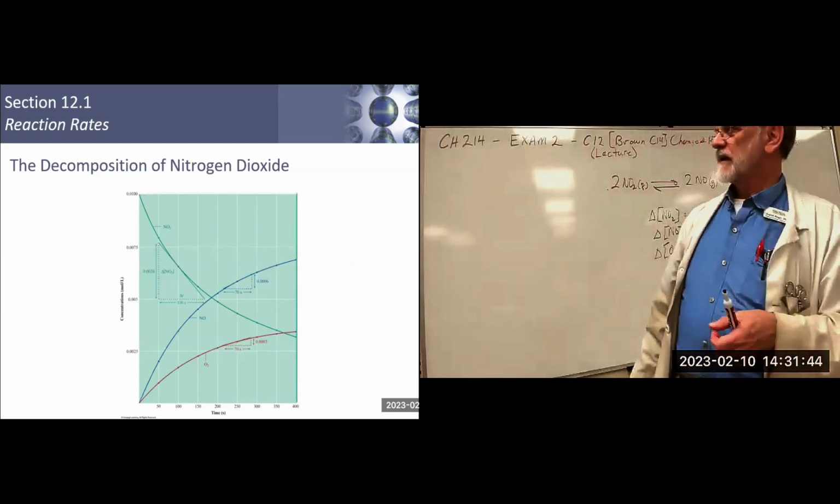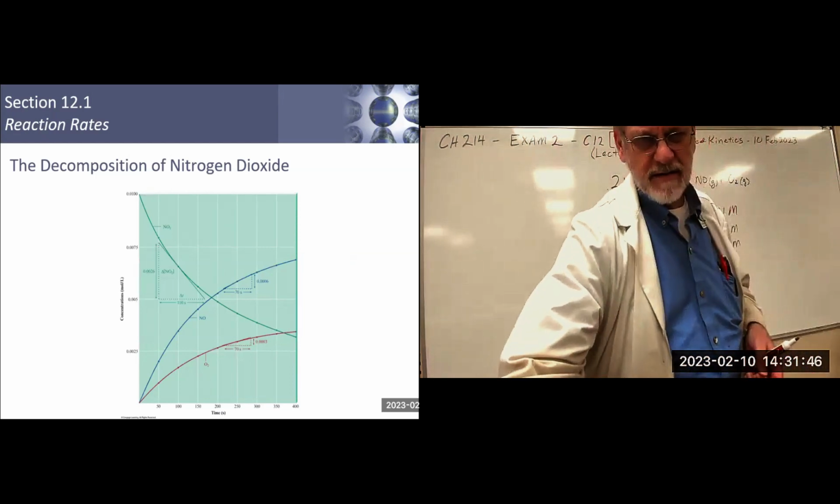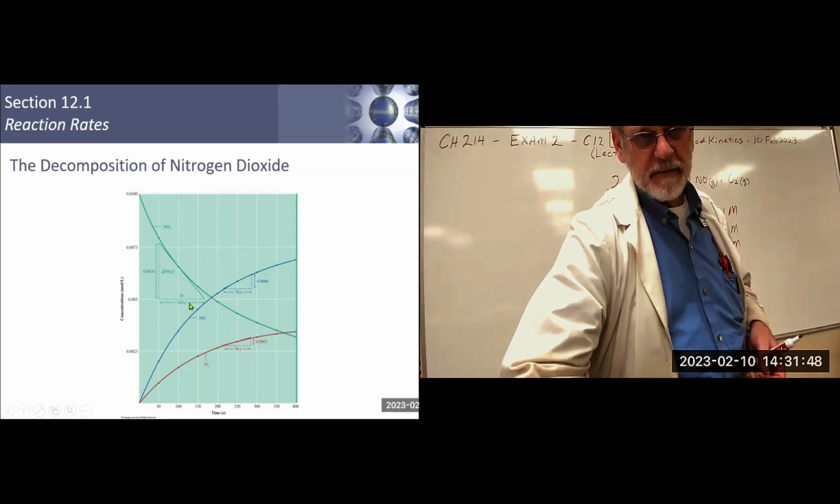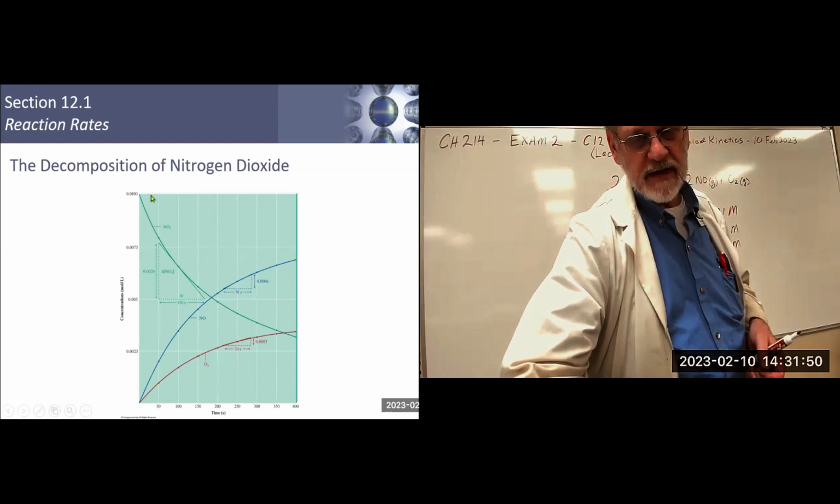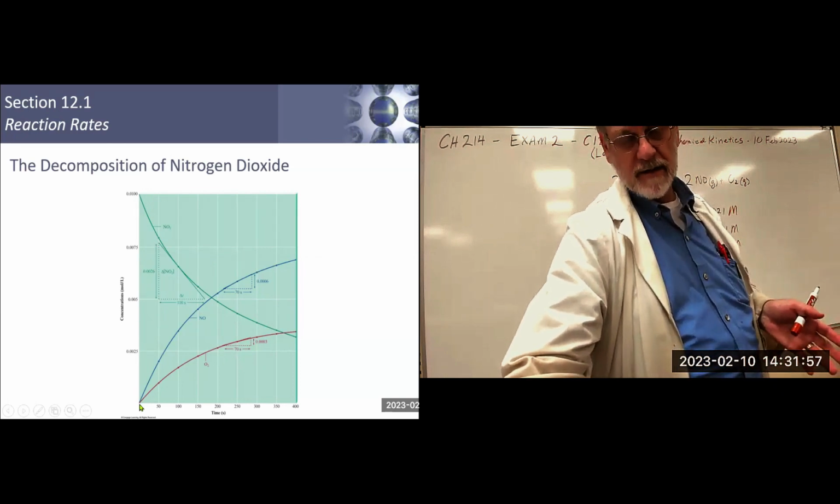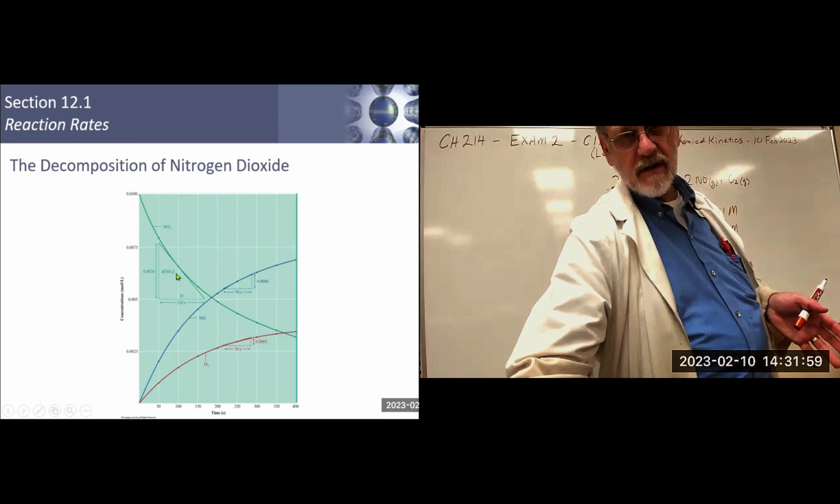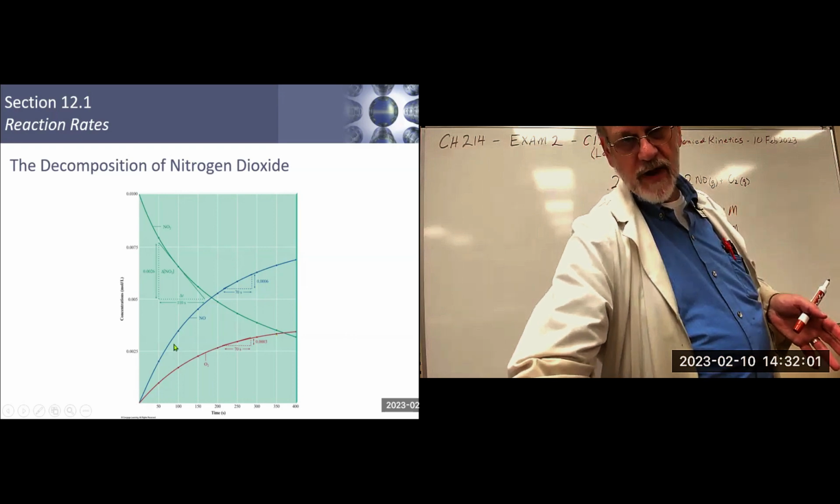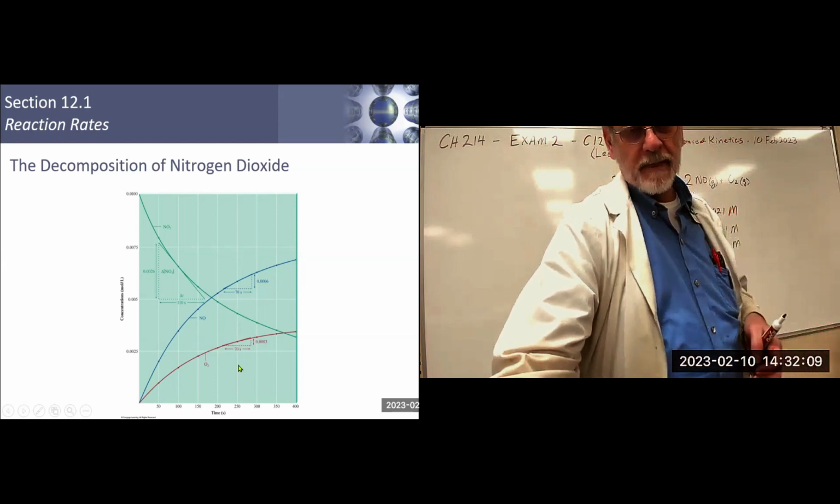And this is kind of hard to see, but this line right here is the NO2, the reactant. And notice it starts off here, and the products start off down here at nothing. So gradually, we decrease the reactant and increase the products. And notice that the oxygen increases at a slower rate than NO does.